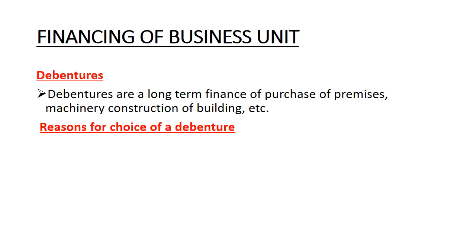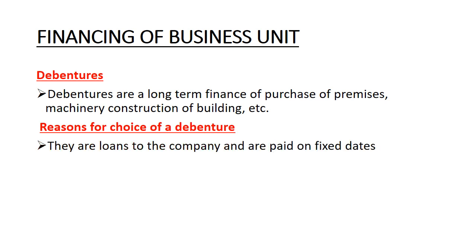So why would one go for a debenture? The first is debentures are loans to the company and are paid on fixed dates. So they are easy to control since you have to pay on a specific date. You know that you're going to be paying at the end of every year, so they are easy to manage. The other reason is the interest is fixed, unlike other methods of financing where the interest can vary depending on the economic situation of the country. For debentures, the interest is fixed.